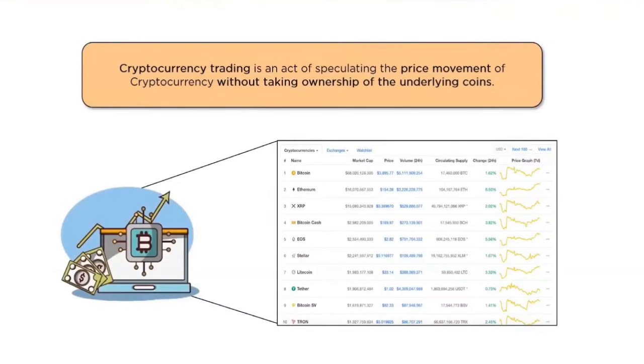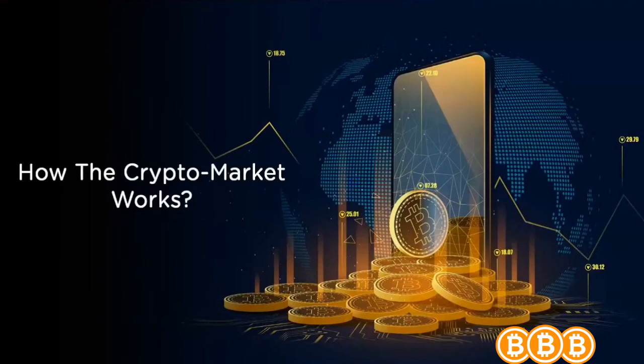Cryptocurrency trading is an act of speculating the price movement of cryptocurrency without taking ownership of the underlying coins, through a trading account or by buying and selling the underlying coins through an exchange. You can buy cryptocurrency if you think it will rise in value or sell them if you think it will fall. Now let's understand how it works.